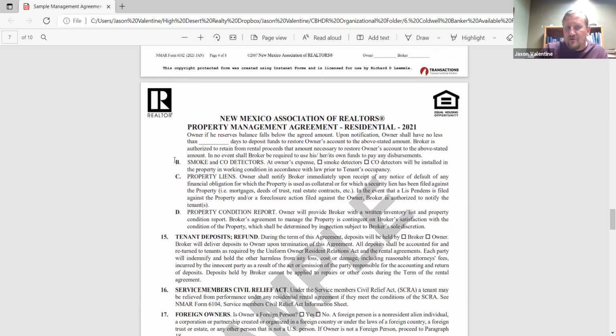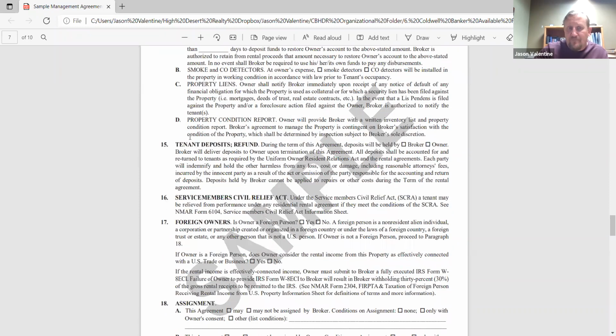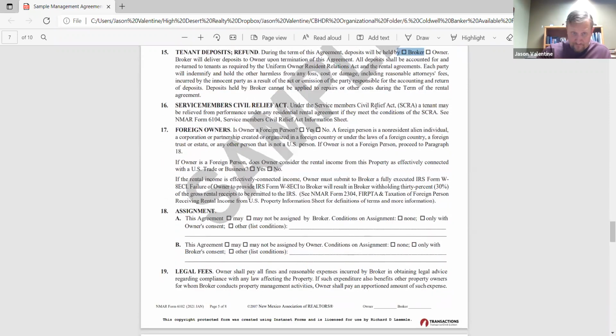We also ask our owners to put smoke detectors in their properties. That way you have just protection. You don't want to be the owner who took the shortcut on the smoke detector and then a tenant perished in your house. So we're just trying to do the right things as property managers. Tenants' deposit refunds, we do hold the tenant deposits in a trust account at the brokerage level. So that way our owners don't have to worry about that stuff.